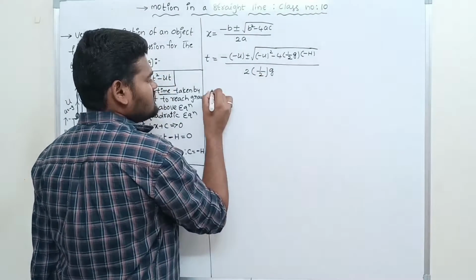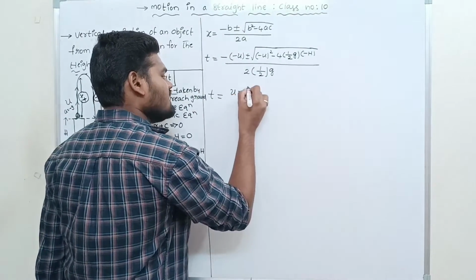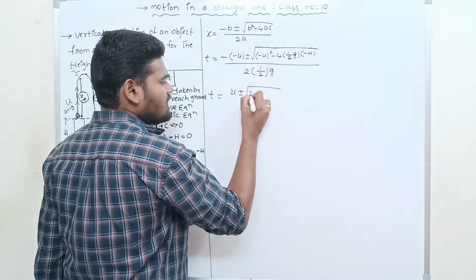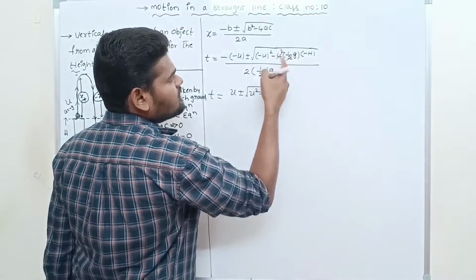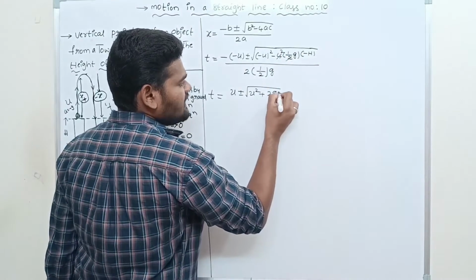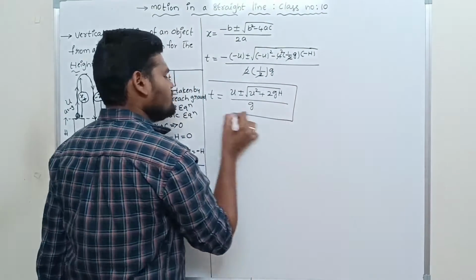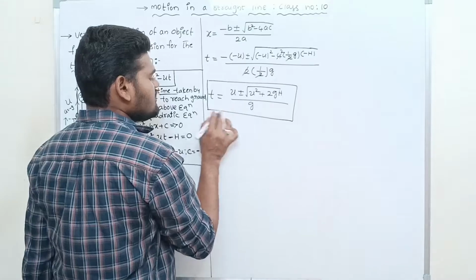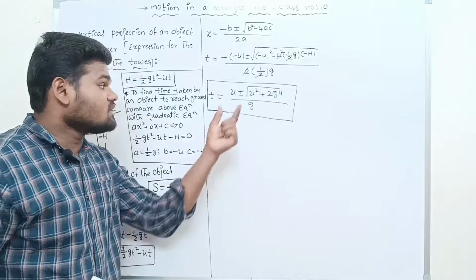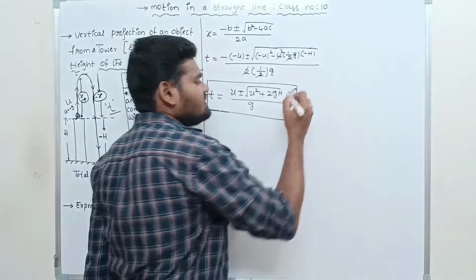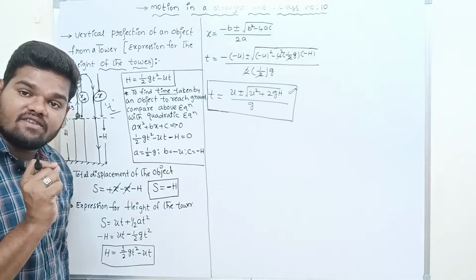1 by 2 into g. So t is equal to minus into minus plus u plus or minus under root of minus u whole square. It becomes u square minus into minus plus 2 ones are 2, twos are 4, 2gh. Divided by 2 to get cancelled out and we got t. So by using this equation, t is equal to u plus or minus under root of u square plus 2gh by g. So by using this equation, we can find out the time taken by the object to reach the ground. Are you getting? Any difficulties there?